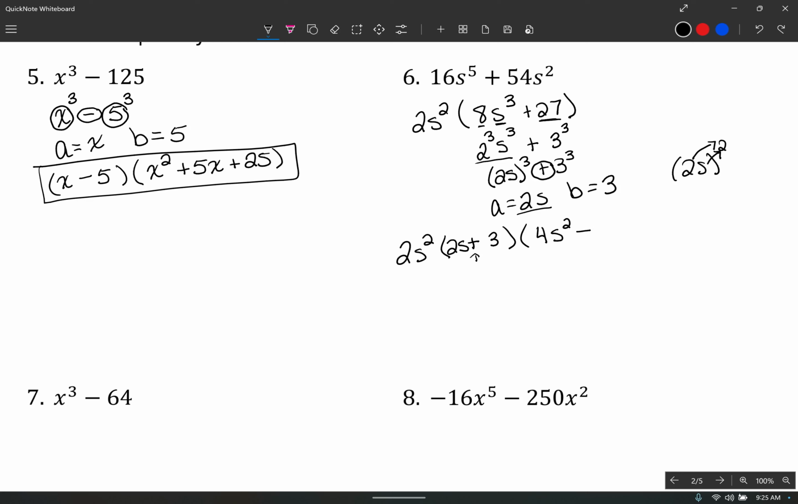All right, since this is a plus up front, I know that my minus has to be in the middle. And then I'm going to multiply the a and the b. 2s times 3 is 6s. There's always a plus at the back. And then square your b. 3 squared is 9.